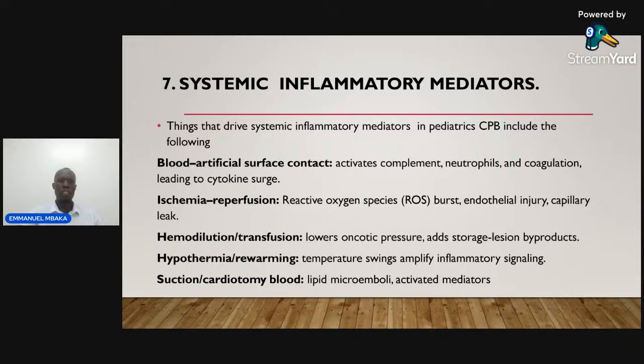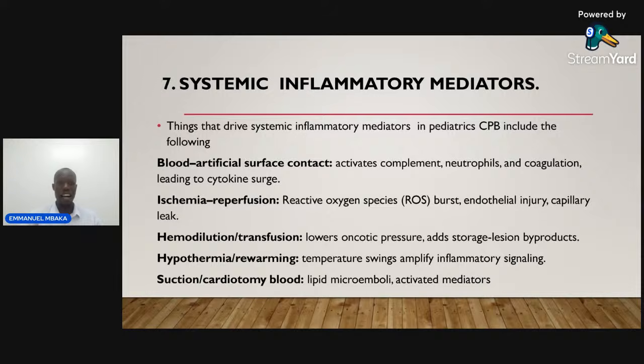Now let's talk about systemic inflammatory mediators. As a perfusionist, the core aim to reduce the systemic inflammatory mediators is, number one, to reduce the triggers, number two, to shorten exposure, and also to actively remove mediators. Things that drive systemic inflammatory mediators in pediatric CPB include the following. There's blood to artificial surface contact. This activates the complement, neutrophils, and coagulation, leading to cytokine surge.